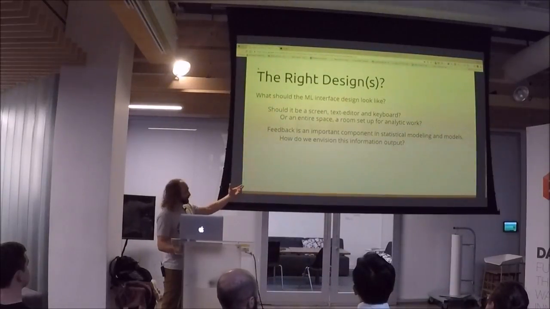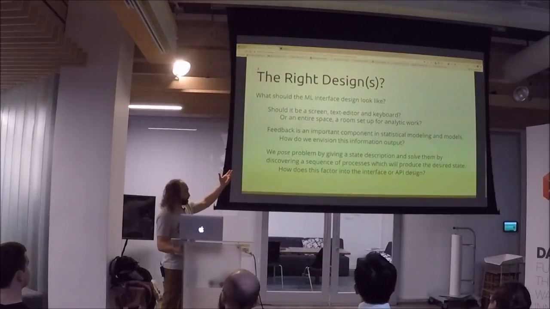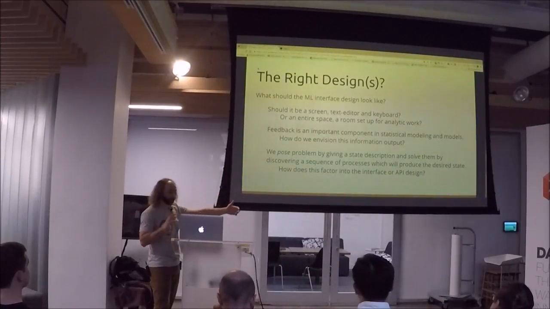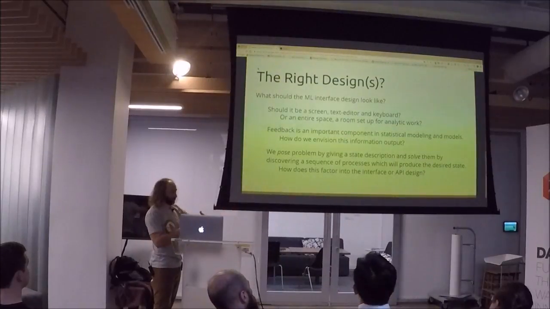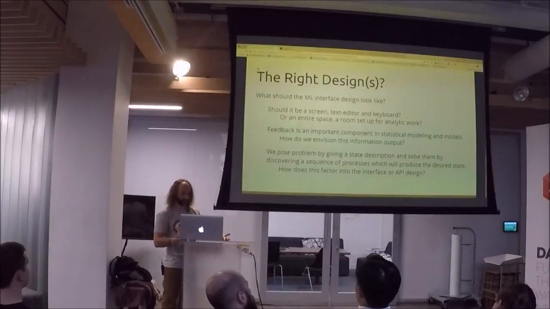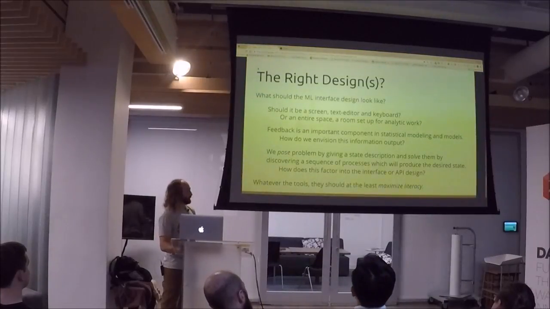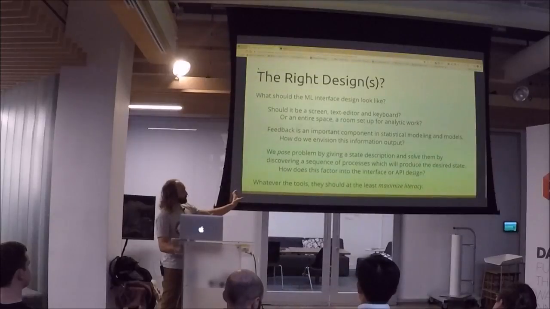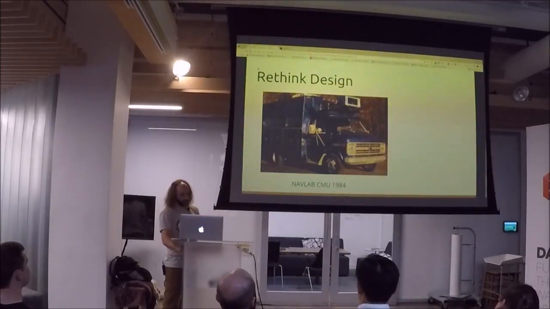We should think about feedback, like we saw there. And we should really think about the fact that generally we pose problems by giving a state description of them, but we solve them by providing a process that arrives at that state. So how should we capture that as a natural thing? Whatever these tools and design are, they should at least maximize literacy. And we shouldn't be afraid to think of design in a global sense.